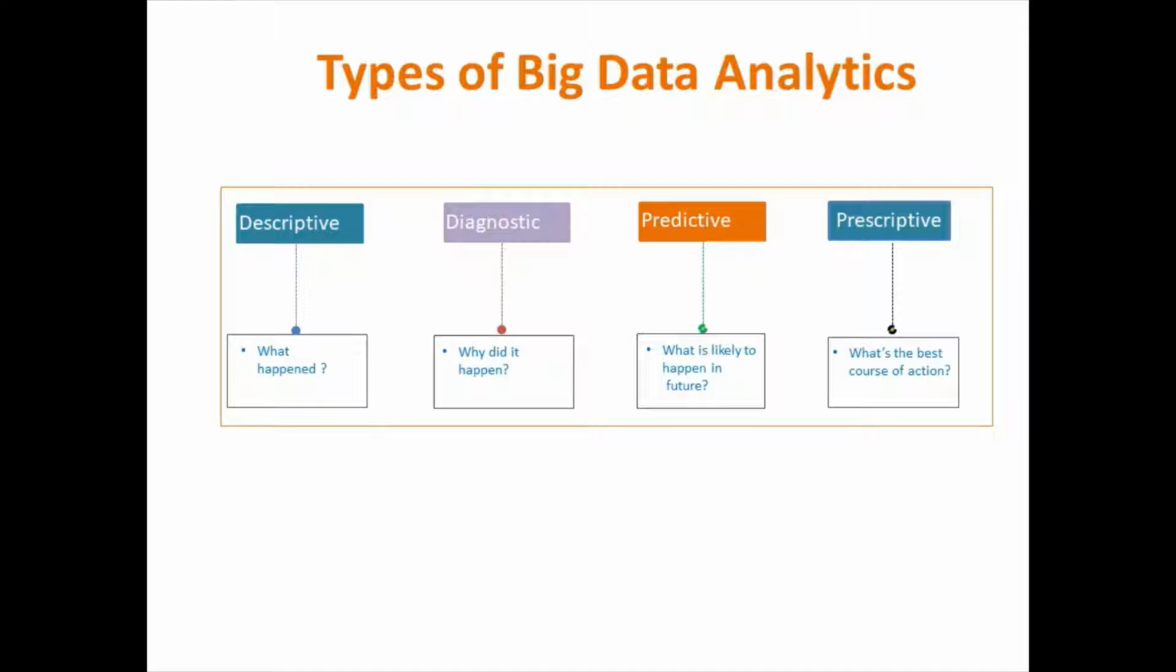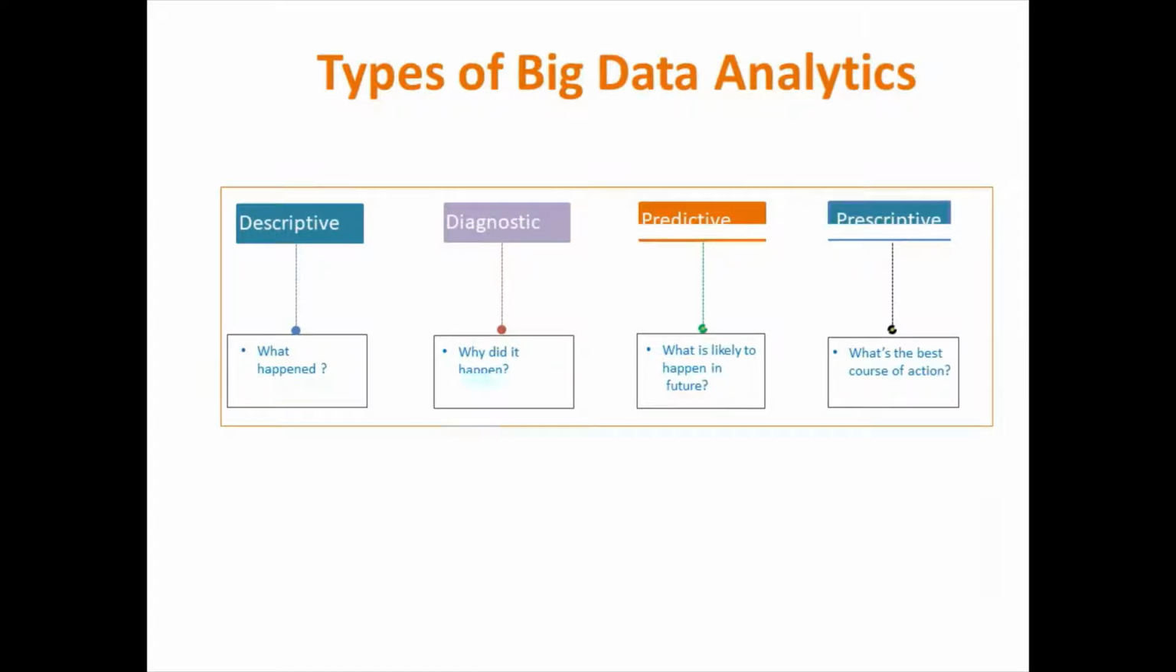It tries to find out the answer to what happened, and diagnostic, which tries to find why it happened, like the reason why some event happened. Another one is predictive, which tries to predict the future, like what is likely to happen in the future. And prescriptive tries to give the best course of action, like it gives us some kind of prescription. So we'll be discussing these types in more detail.